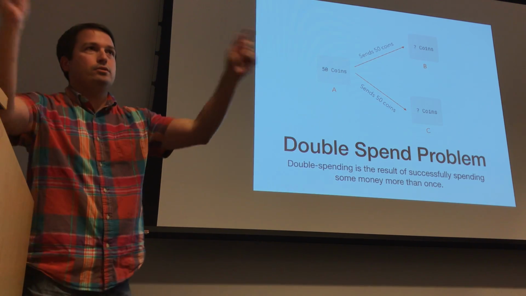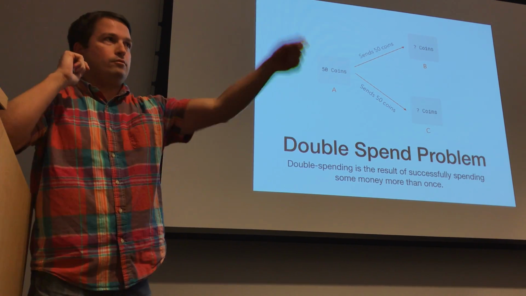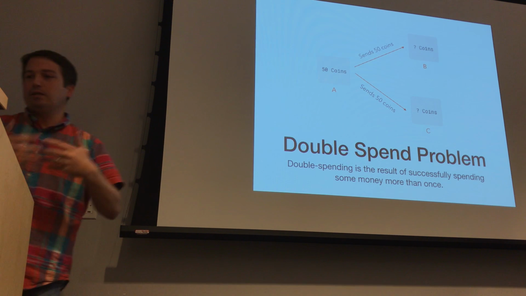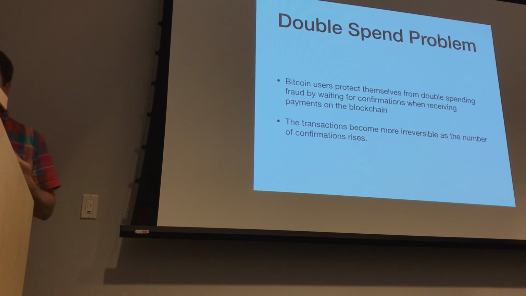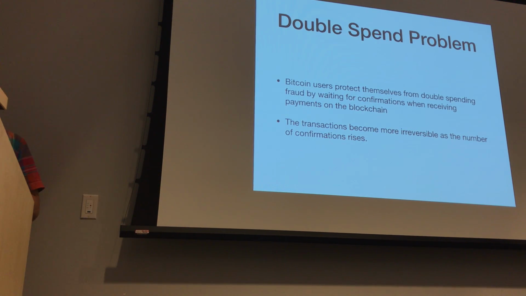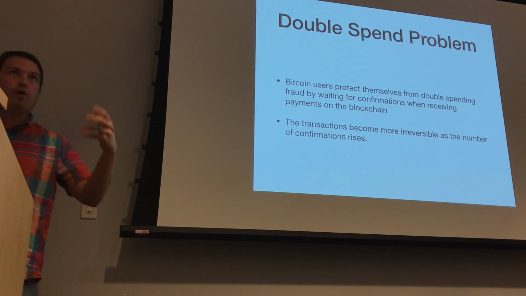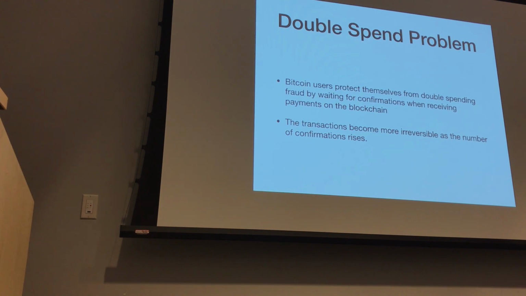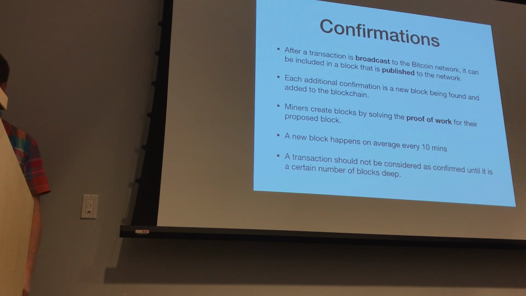Being able to have a digital asset where you say, okay, I have $50, you have 50, and you can have 50. Well, that doesn't line up. So Bitcoin users protect themselves from double spending by waiting for confirmations. We'll get into what confirmations are, but basically it involves the blockchain to say, okay, this person really does have $50 or one Bitcoin, and I trust them because of the history in the ledger. And as you get more and more confirmations, it becomes even harder to reverse.